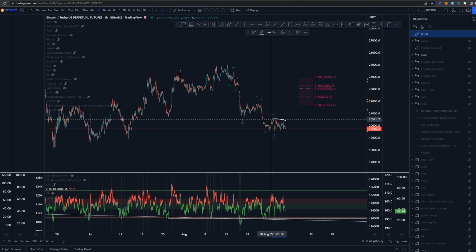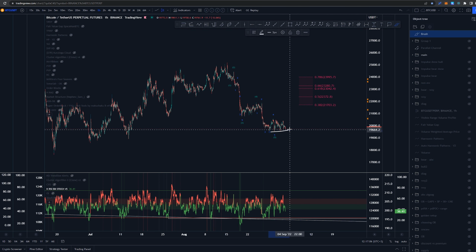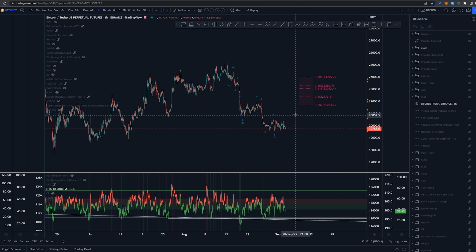because we are building these divergences here. But this last week we've been just sideways action, taking longs on the lows, taking shorts on the tops, and that's how you generally should be playing these wave fours.